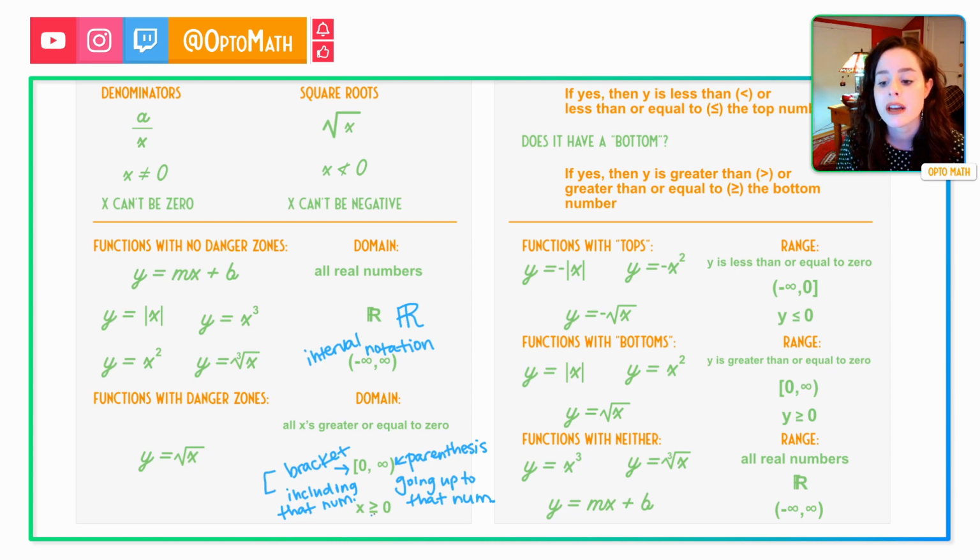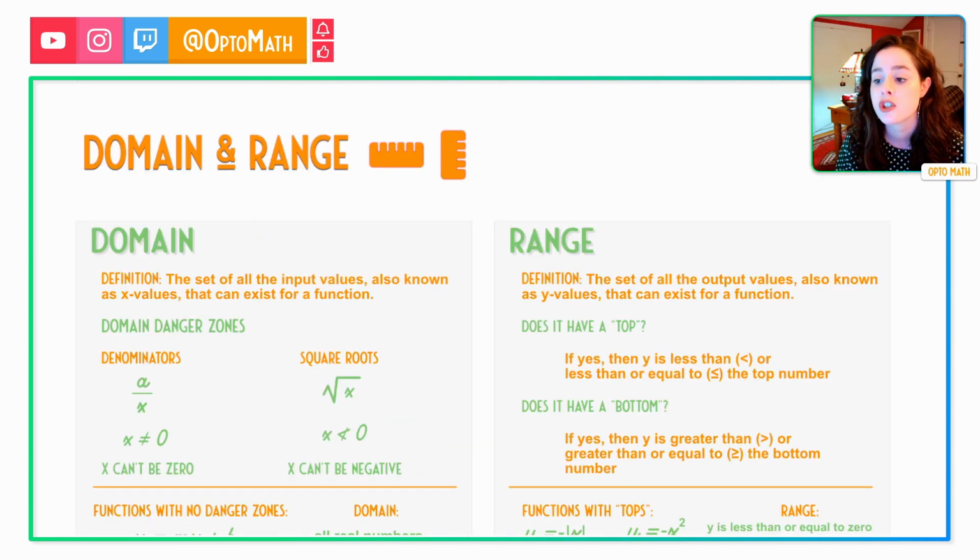We can also write it as an inequality like so. We could say x is greater than or equal to 0. And this might be a little bit more familiar to you because we've already talked about inequalities. Let's take a look at range.